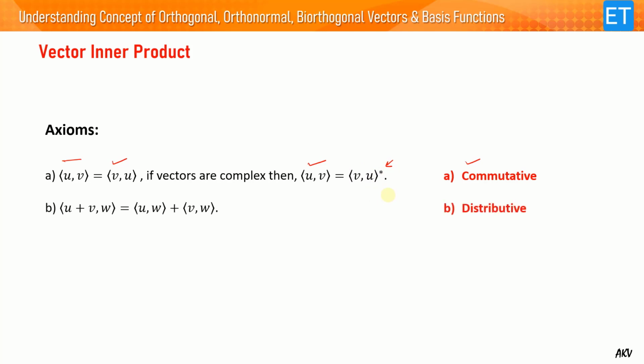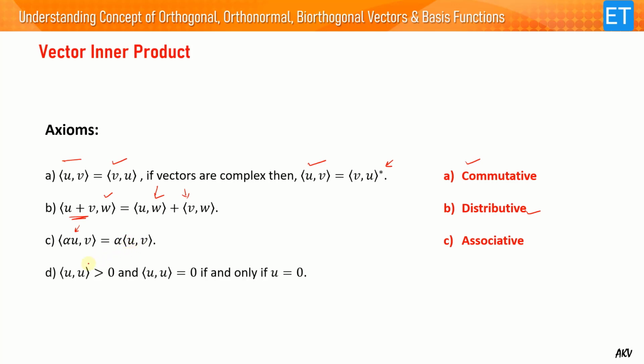The second property is the distributive property. If two vectors are added and the resultant has an inner product with a third one, then you can separate them into two pairs: the inner product of u and w, and the inner product of v and w. So this is distributive, and this is associative. One vector u is multiplied with some scalar, let's say alpha. Then alpha u having inner product with v is the same as the inner product of u and v, with the total multiplied by alpha.